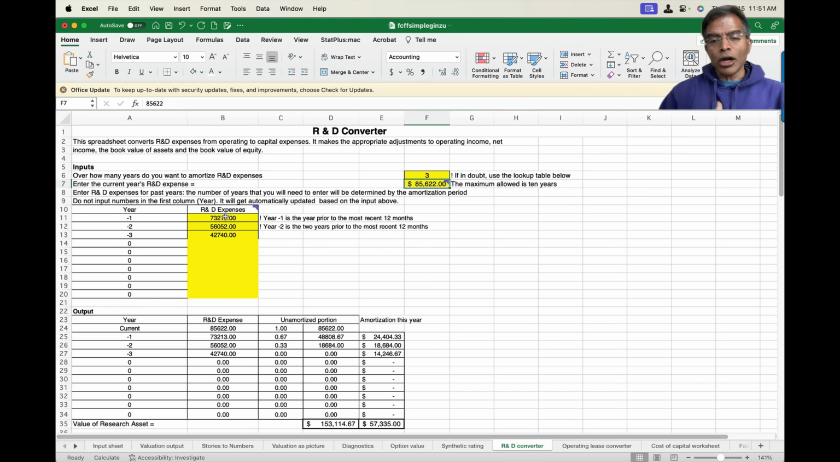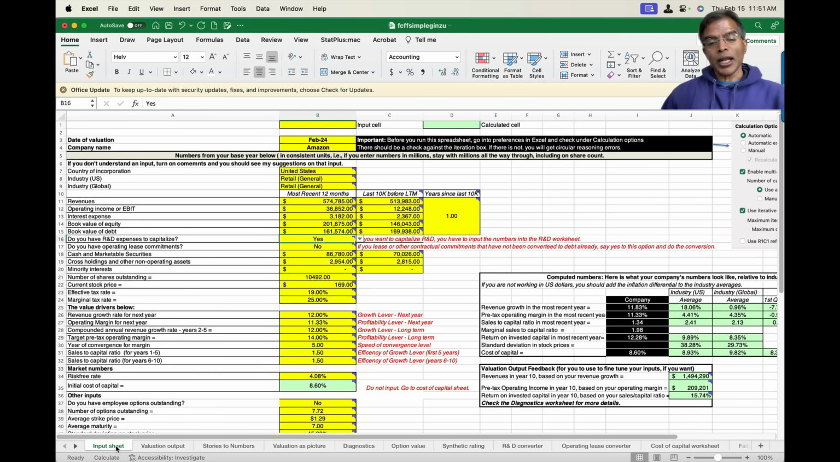The rest I'll do. I'll convert your R&D into an asset. I will change your earnings. So essentially, I'll go through the kabuki dance of converting R&D into a capital asset.